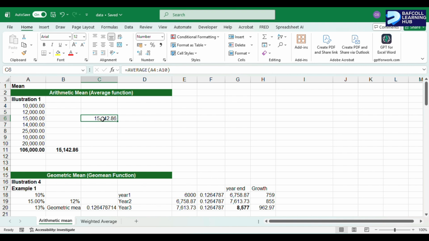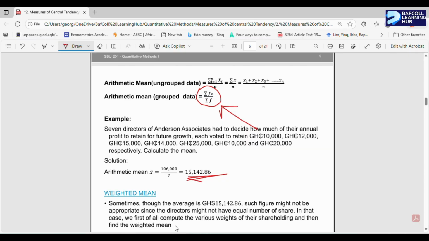All right. So just you can see over here, the average function gives us the exact figure. So in Excel, we don't have to worry our head by going through this formula over here. We just leverage on the average function to compute our arithmetic mean. All right. So that's how we go about it.